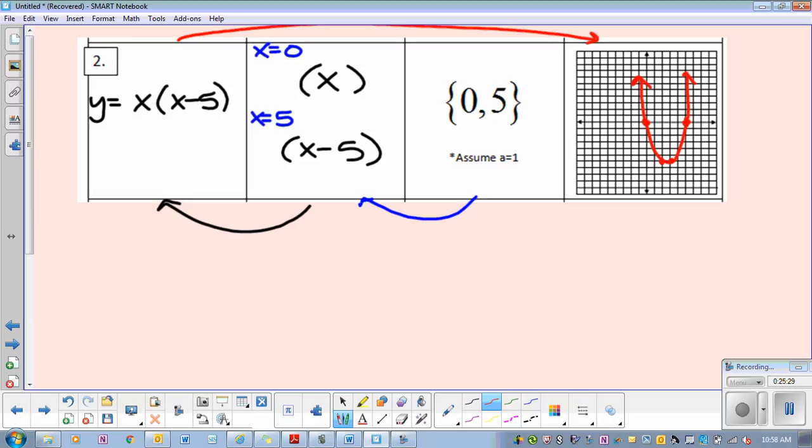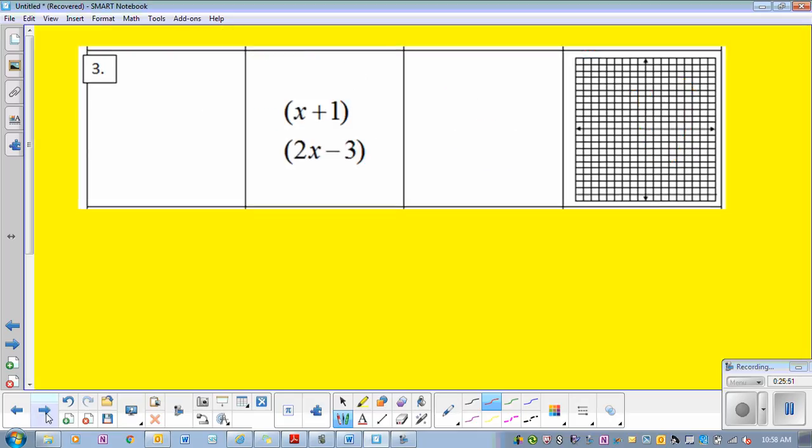How are we with this? Isn't this pretty fun? It's like a little puzzle. I know, contain the excitement, everybody. Alright, let's try the next one.